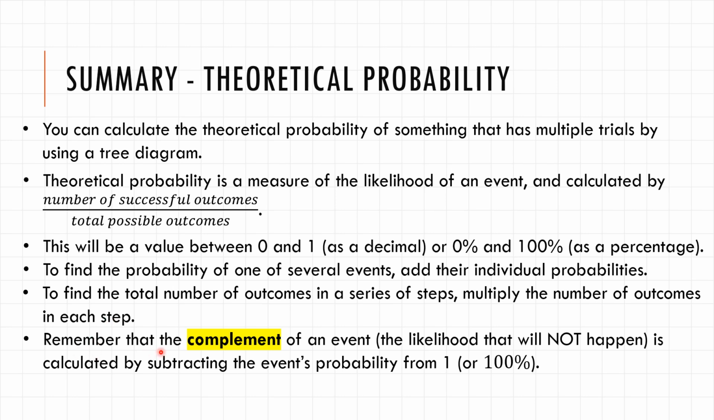And one thing to remember is something called the complement of an event. The complement of an event is the likelihood that it will not happen. And the way we would calculate that is we subtract that event's probability from 1, or if we're using percentages, we would subtract it from 100%. So just to give you a quick example, if something has a 25% chance of happening, its complement, the likelihood that it will not happen, would be 75%. 100% minus 25%.